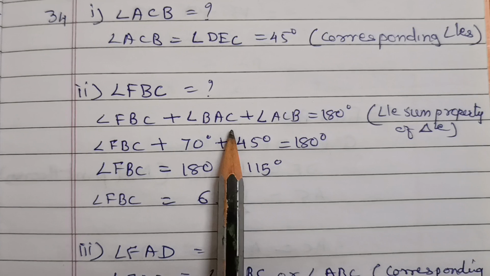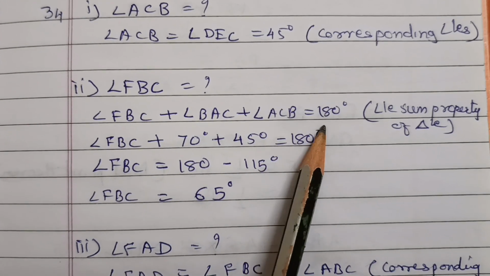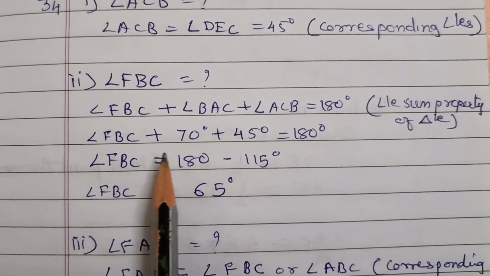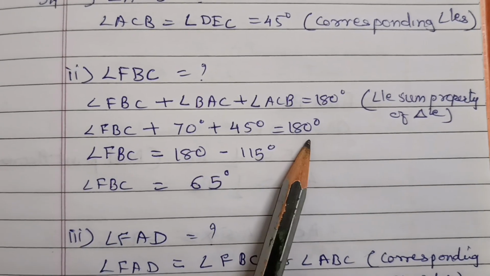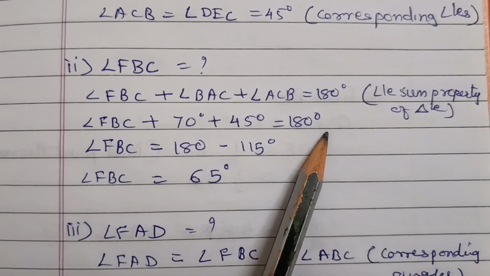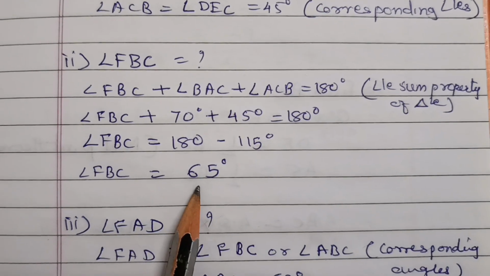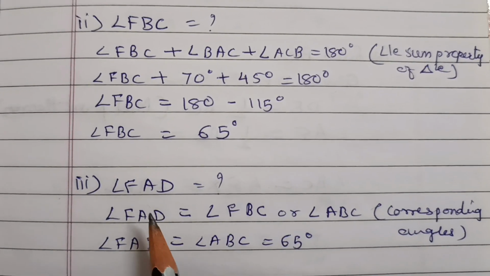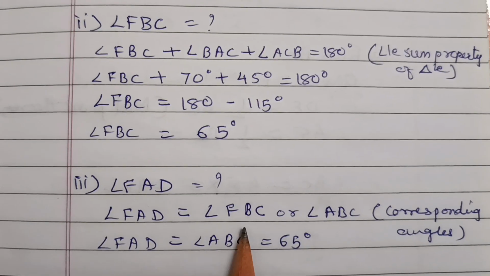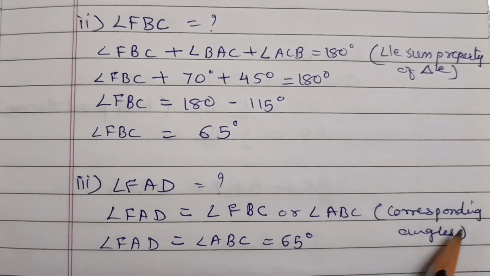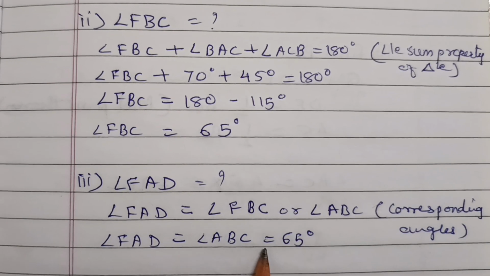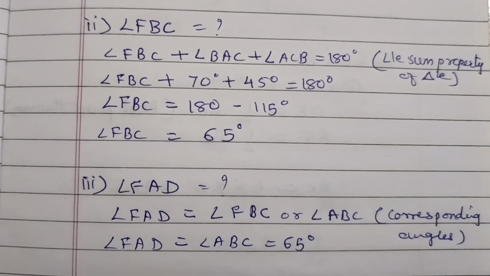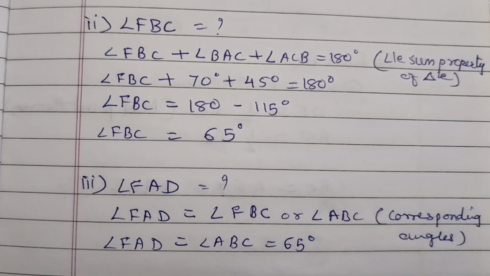Angle FBC plus angle BAC plus angle ACB is equal to 180 degrees, by using the angle sum property of a triangle: the sum of all three angles of a triangle is 180 degrees. So after solving, we are getting angle FBC is equal to 65 degrees. Next, angle FAD is equal to angle FBC, or ABC, that is corresponding angles. So angle FAD is equal to angle ABC, equal to 65 degrees, because corresponding angles have the same measurement.